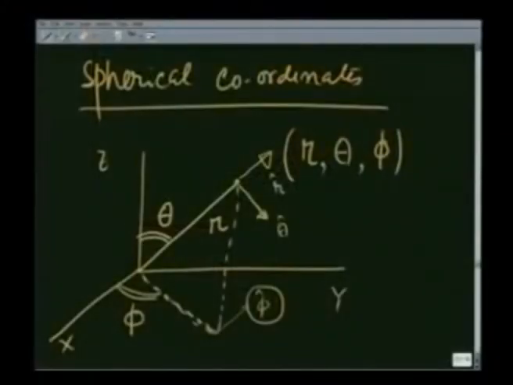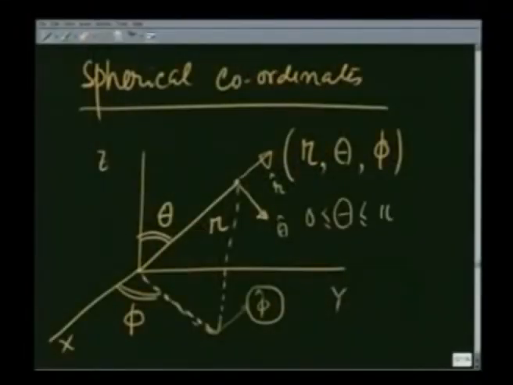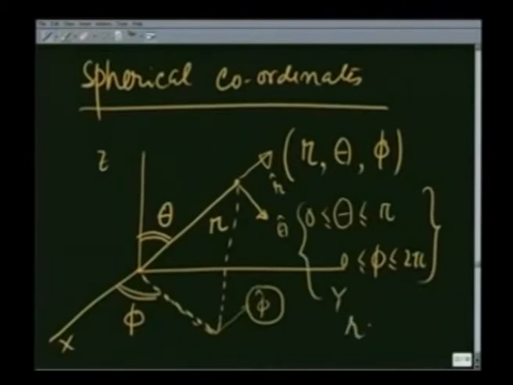I just want to mention here that theta in this case varies from 0 to pi and phi varies from 0 to 2 pi, and I leave it for you to work out that this covers the entire space, and r obviously varies from 0 to infinity.